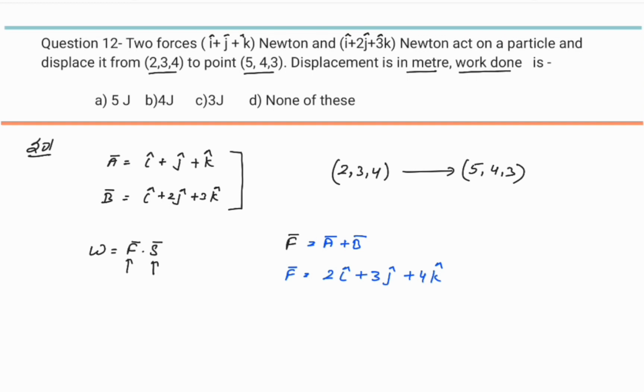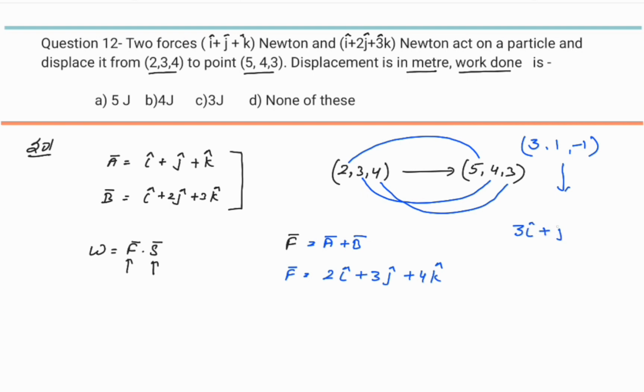Now it is time to find the displacement. How to find the displacement? From 2 we have displaced to 5. It means how much change is there? There is a change of 3. Here 3 is displaced to 4, so we have displaced by 1 unit. And 4 is displaced to 3, so we have displaced by minus 1. So, can you write the displacement vector for this? How to write it in terms of vector? 3 i cap plus j cap minus k cap. This is the displacement vector.